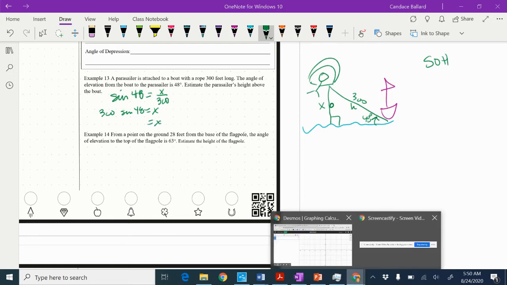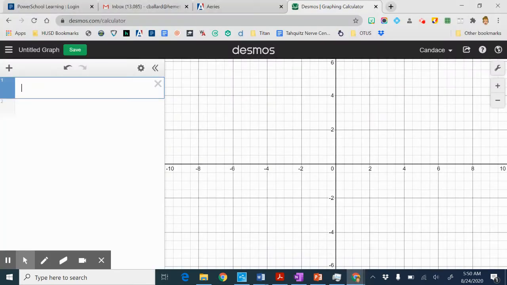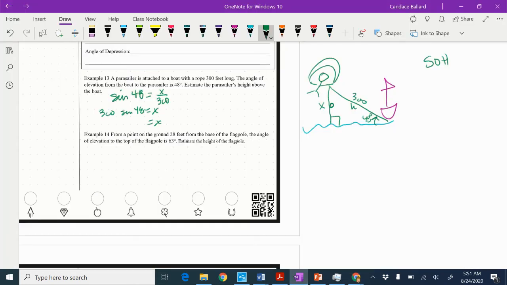And I'm going to go back to my Desmos calculator. That wasn't right. It was 300 times the sine of 48. So 222.943. And we would label it with feet since the problem was in feet.